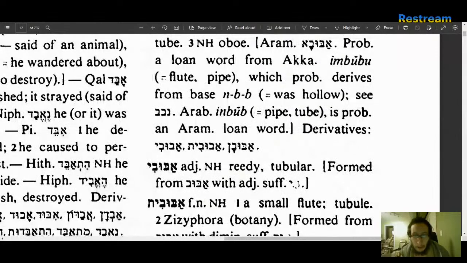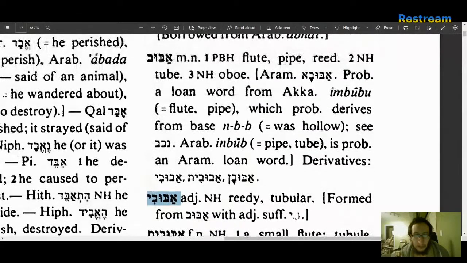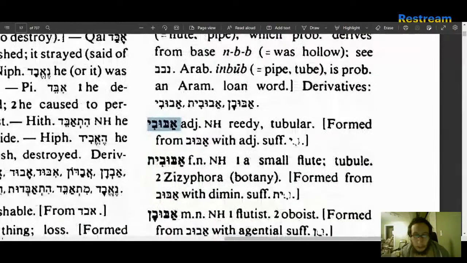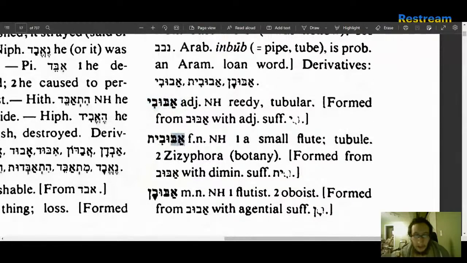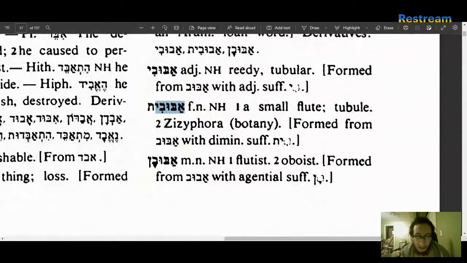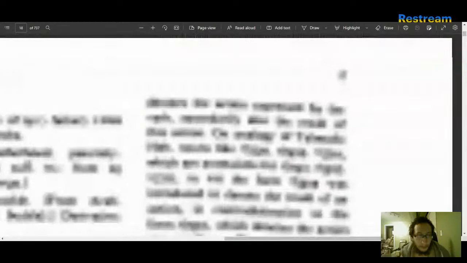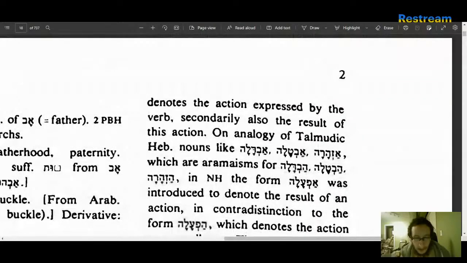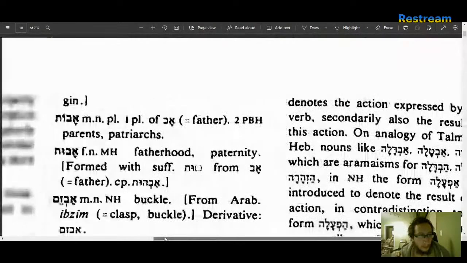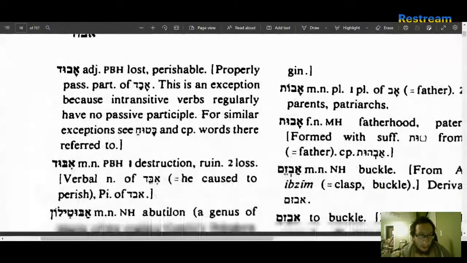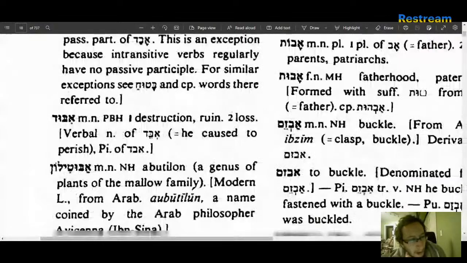Reedy or tubular, it's formed from the meaning for reed. Small flute. Abubit. So these are just different instruments that are used in later Hebrew related to reed or flute in meaning. Abad, lost or perishable, that's what we covered already, destruction.